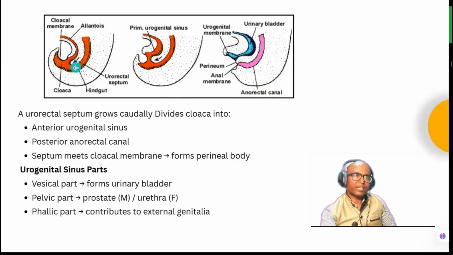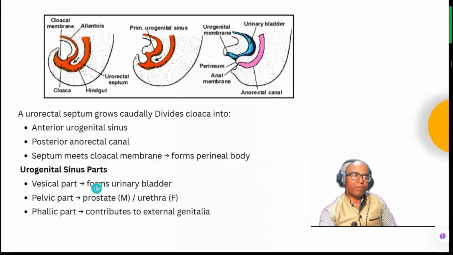Okay, so this urorectal septum will divide the cloaca into two portions. One is the anterior urogenital sinus and the posterior anorectal canal. And this urorectal septum will meet the cloacal membrane and it will form the perineal body. Okay. Now this anterior urogenital sinus, what are the parts?